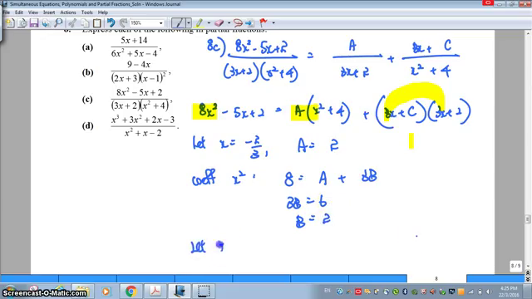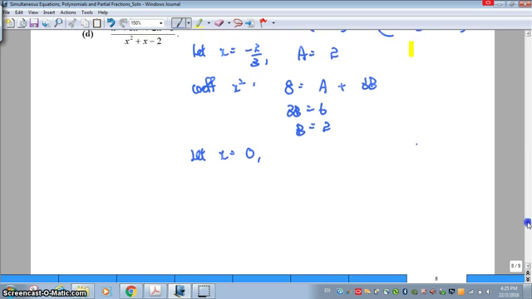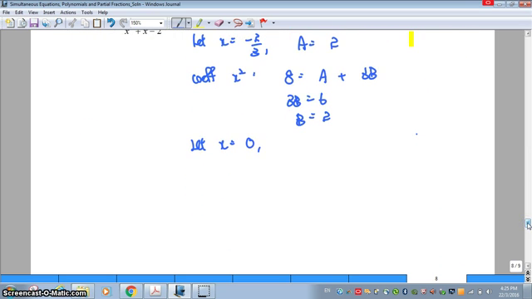Now, use the most convenient value of x is equal to 0 to actually find out the value of c in this case. If you do some simple calculation, your c will be equal to negative 3. With that, we are able to write out our partial fraction. And we are done for part C as well.